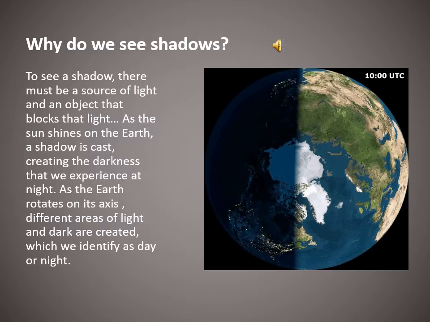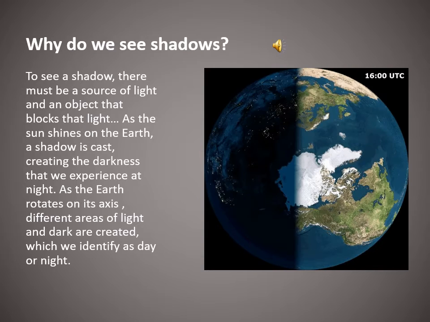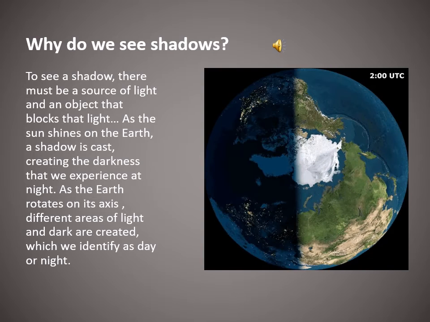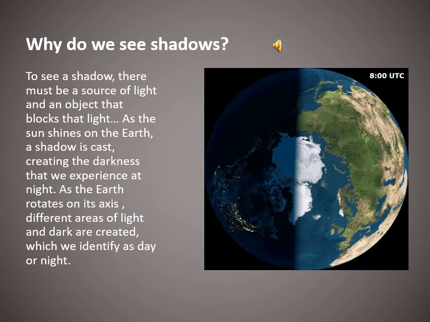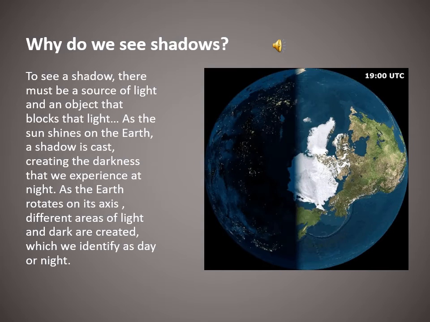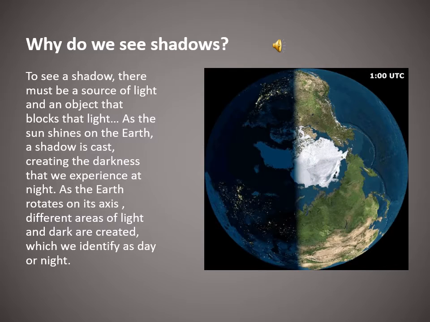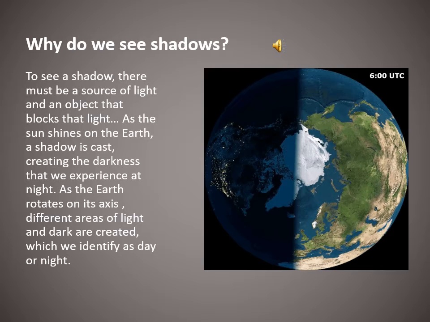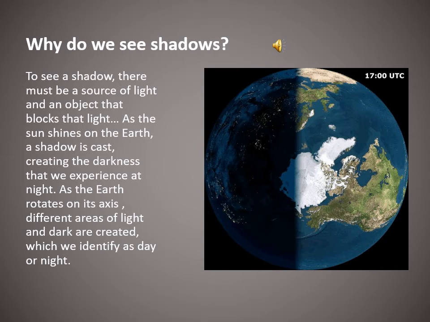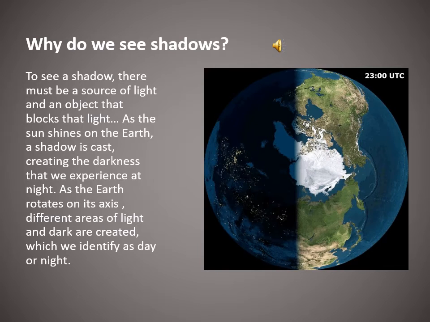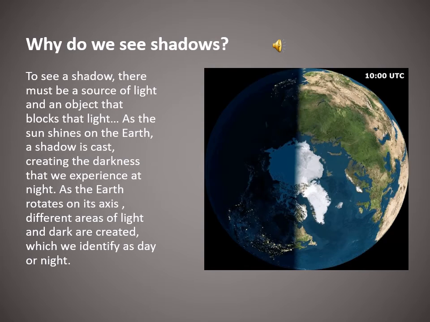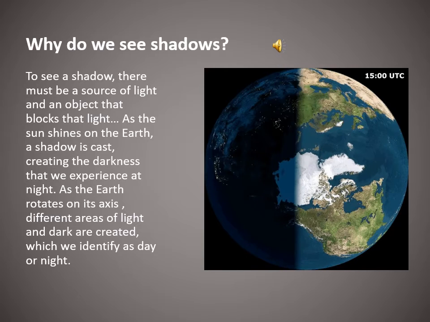Why do we see shadows? To see a shadow, there must be a source of light and an object that blocks that light. The sun is the source of light, and when it shines on the earth, a shadow is cast, creating the darkness that we experience at night. As the earth rotates on its axis, different areas of light and dark are created, which we identify as day or night.